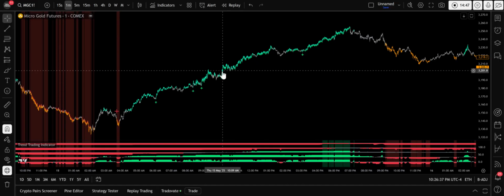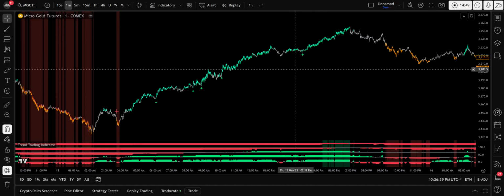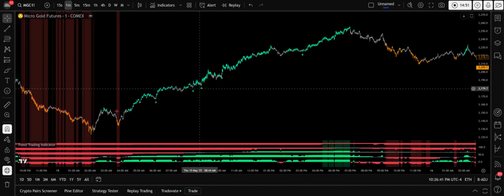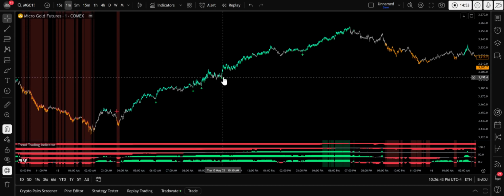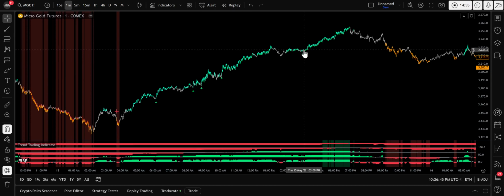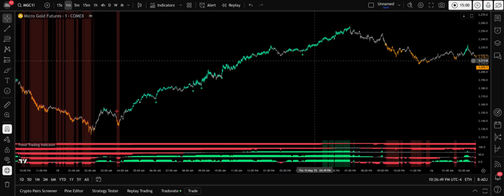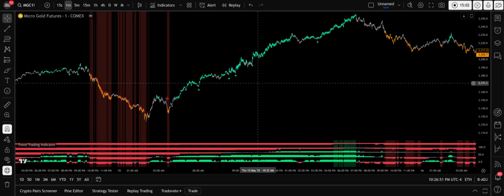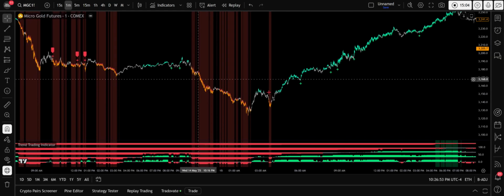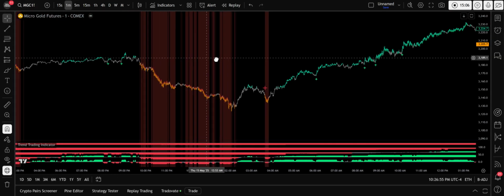So if you were trailing your stop loss through these, those would have been amazing trades, especially if you're getting in on these crosses and then just using these dots to help you understand to hold these positions as long as possible. So those are good ways to use this. Make sure you pay attention to these dots and the background colors.